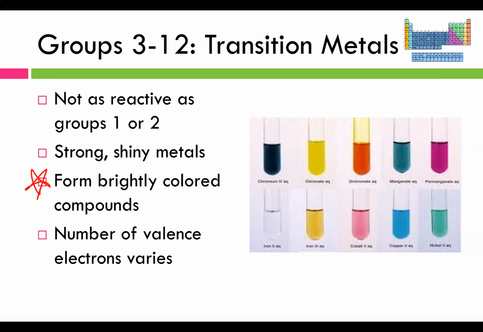The number of valence electrons is going to vary from group to group, and different rules govern how they're going to lose electrons than what we see in the S and the P block, and for that reason we gloss over them at this level of chemistry.